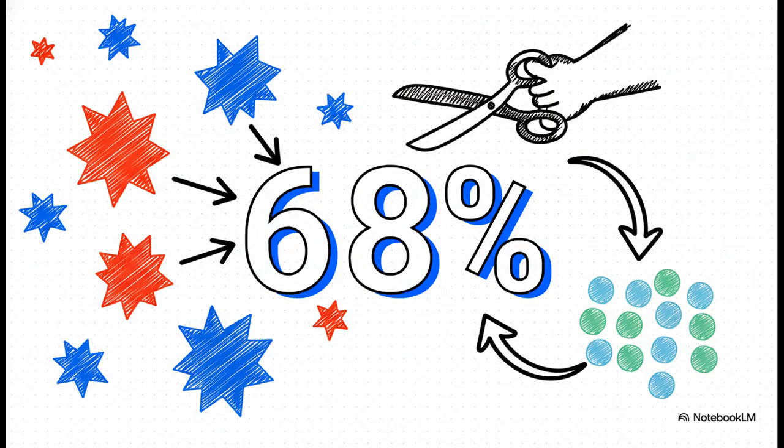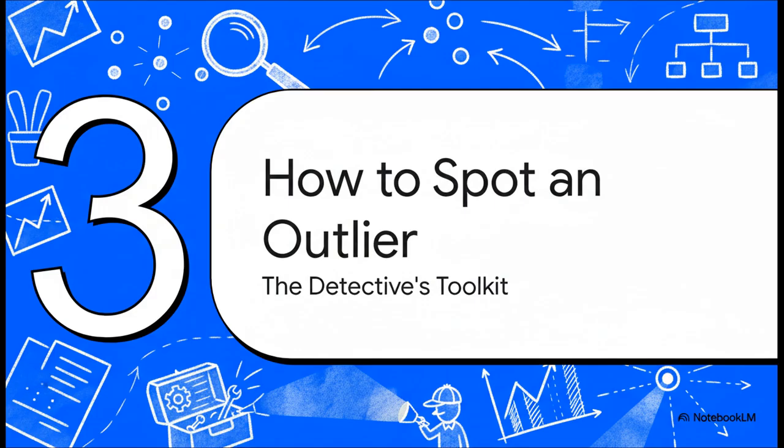After a process called iterative trimming, where we carefully deal with just a few of the most extreme values, the Gini index plummets all the way down to 68%. The story of inequality in this society just completely changed, and it was all because of a handful of outliers. So, if these outliers are so powerful, how in the world do we find them? It's time to open up the Data Detective's Toolkit and look at the methods for tracking them down.